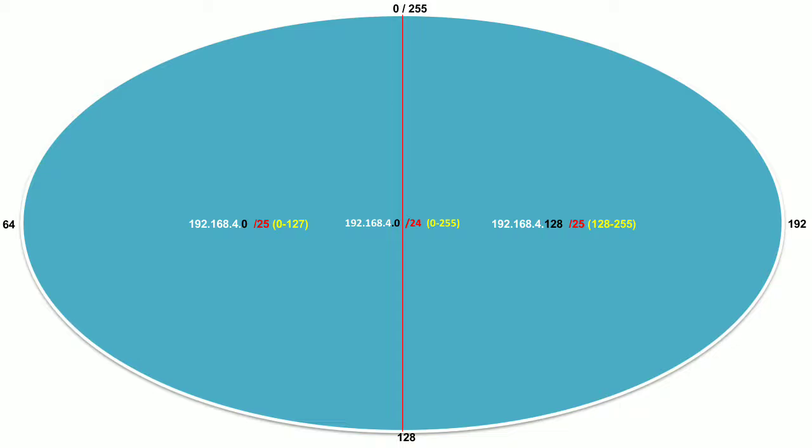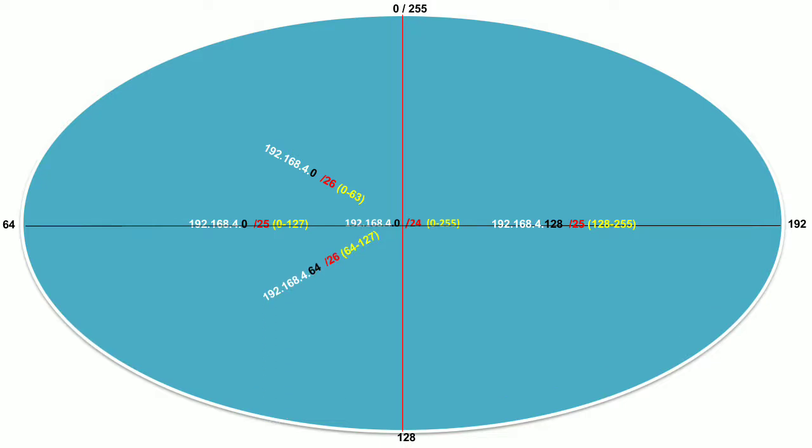So if you want to further divide this original network of /24 into four subnets, then the first subnet would have the same ID but with /26 subnet mask, and the first IP address would be the subnet ID, that would be 4.0, and the last IP address, that is 4.63, would be the broadcast IP.